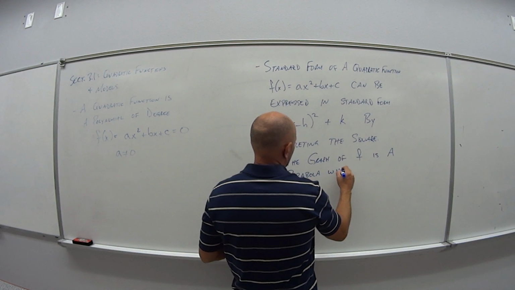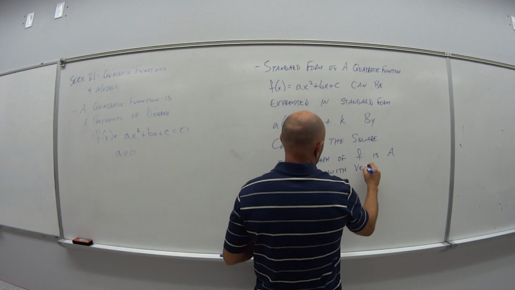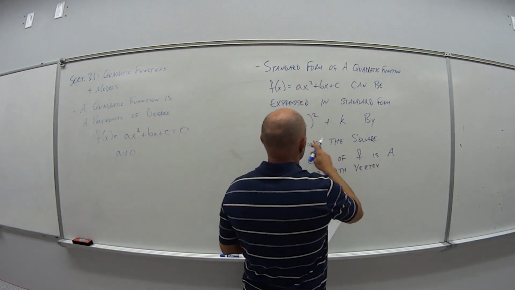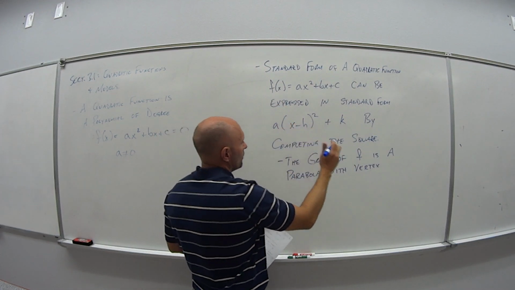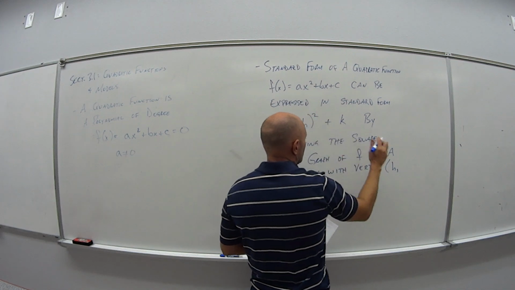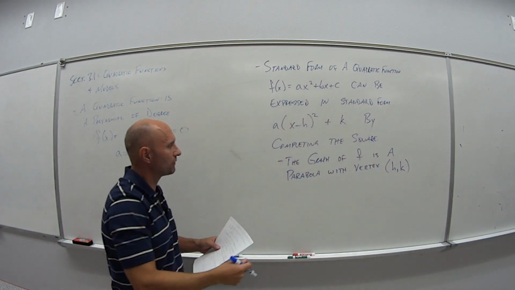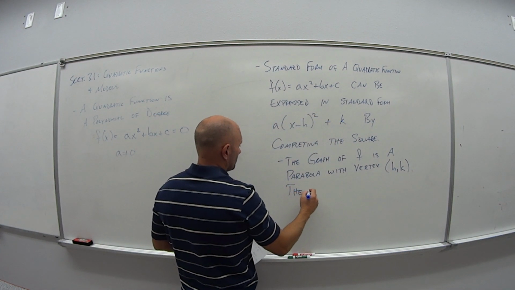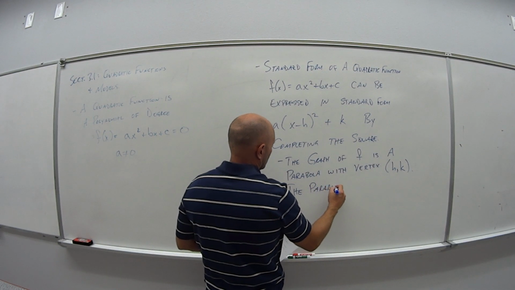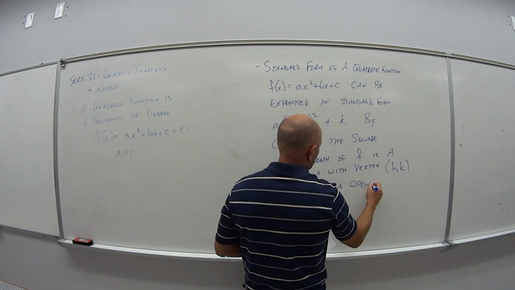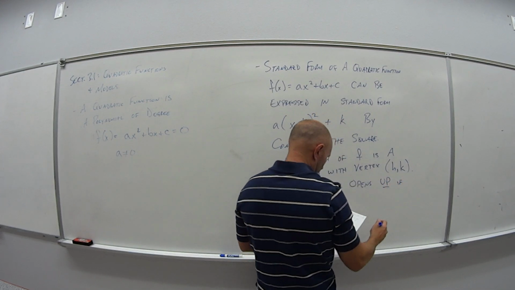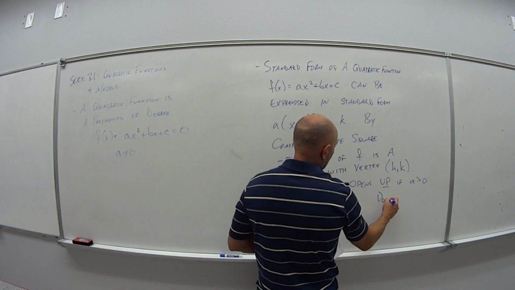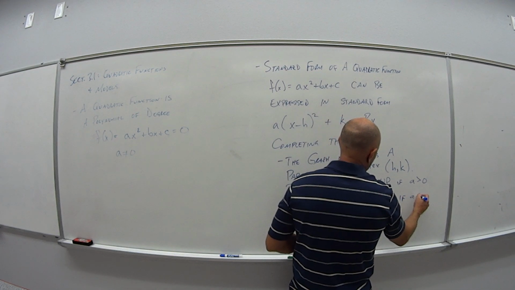with vertex, so that's the point where the parabola has the top of the hill or the bottom of the cup. And again, the h is inside, so it's the opposite of what we see. So its vertex is h, k, and whatever this value k is on the outside, if it's a positive number, it's positive. If it's negative, it's negative. And the parabola opens up if a is greater than 0, and the parabola opens down if a is less than 0.